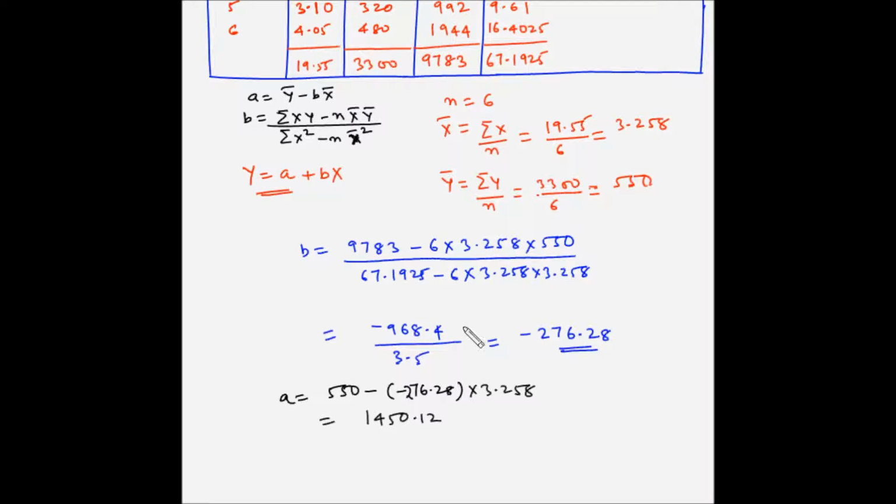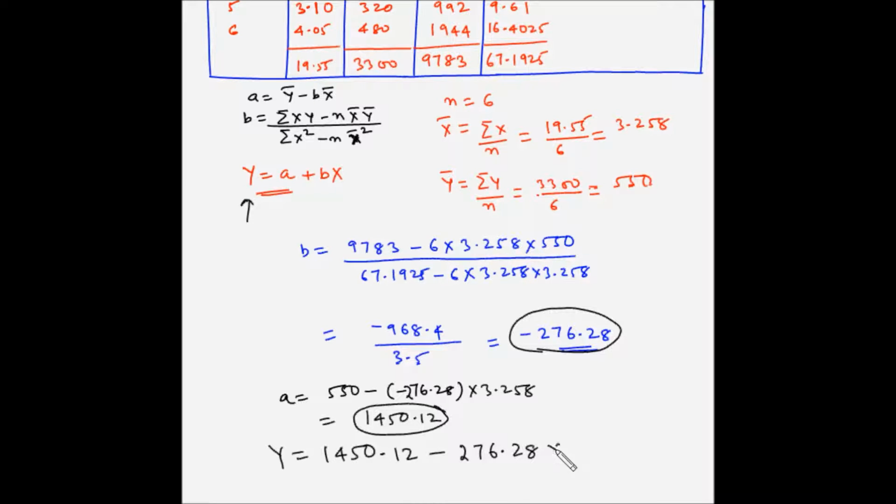So now we can plug in these two values of B and A in this equation here. So our regression equation becomes y is equal to 1450.12 plus, so because we have this as minus, this becomes minus 276.28x.